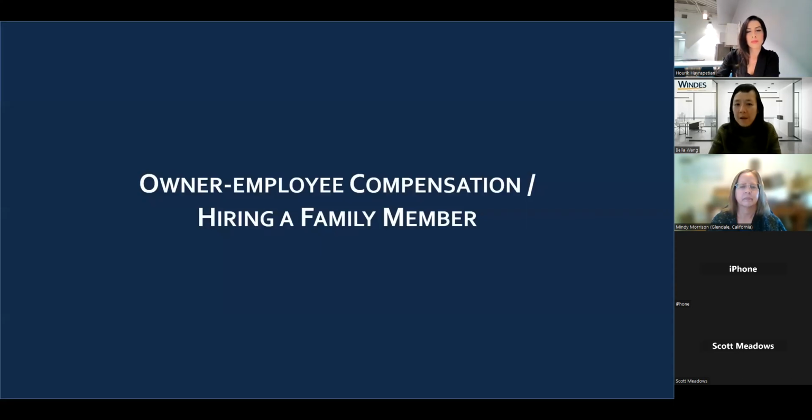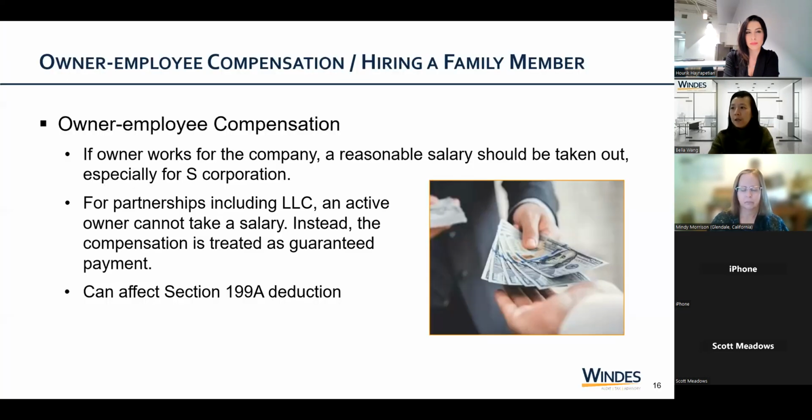Next, I'm going to talk about owner-employee compensation, and if you want to hire one of your family members, what tax issues or anything else you need to consider. When you work for your own company, you have to take out a reasonable salary. Earlier during the presentation, I talked about the different business entity types you can have.